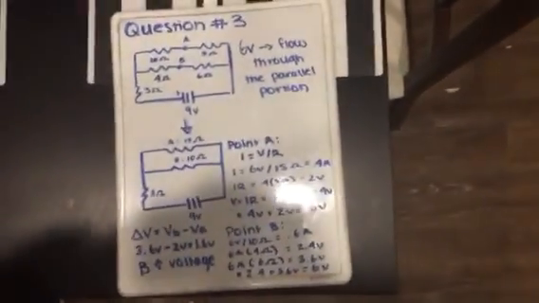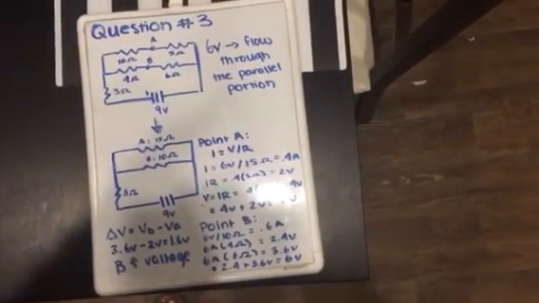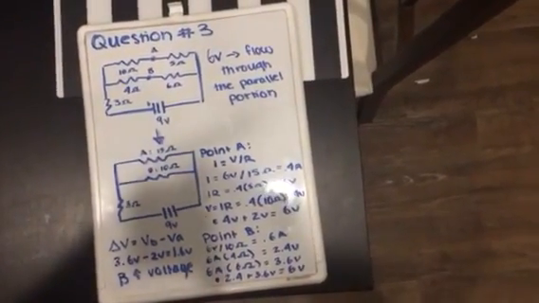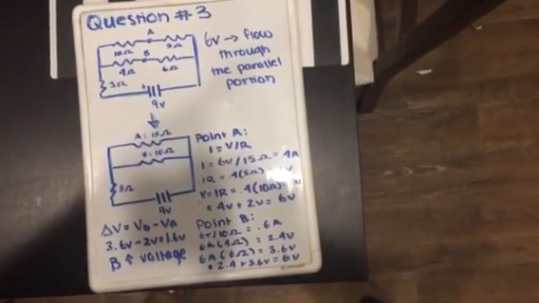Therefore, point A has a voltage of 2 volts. As for point B, 6 volts divided by the equivalent resistance of 4 ohms plus 6 ohms, which equals 10 ohms, generates a current of 0.6 amps flowing through this portion of the circuit.